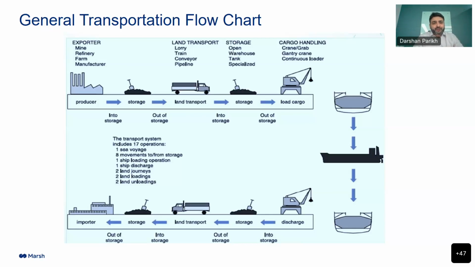So when you look at this particular transportation flow chart, we start right from the manufacturing point where the goods are prepared. Then it's stored for some period of time. Then it's pushed out, which goes into a land journey, a road journey from the transporter's godown or warehouse to the port. When you get to the port, that's where the loading operation starts.